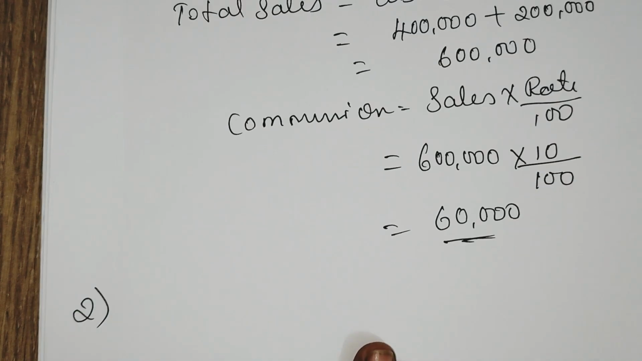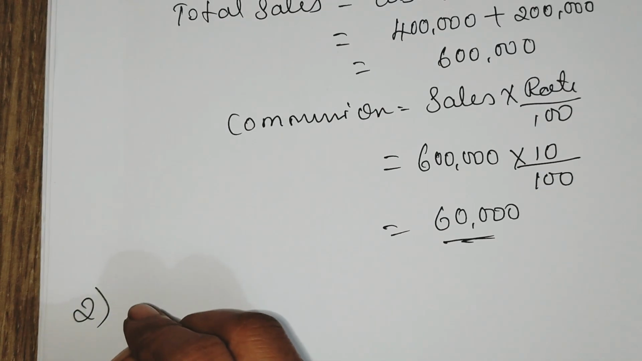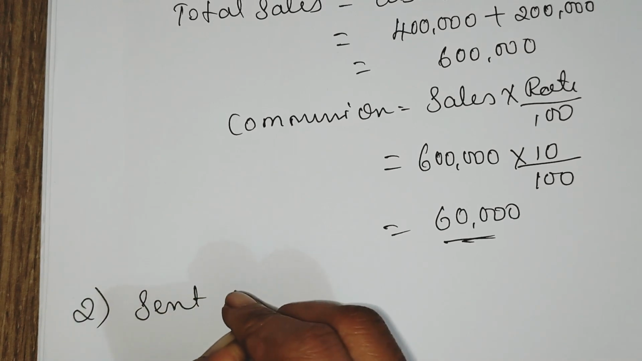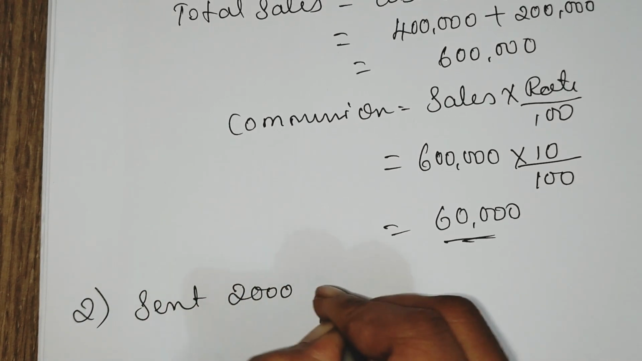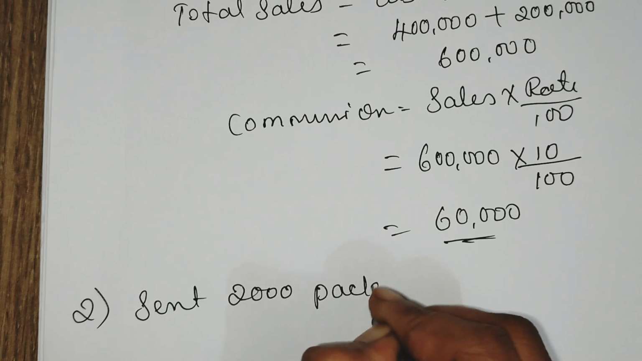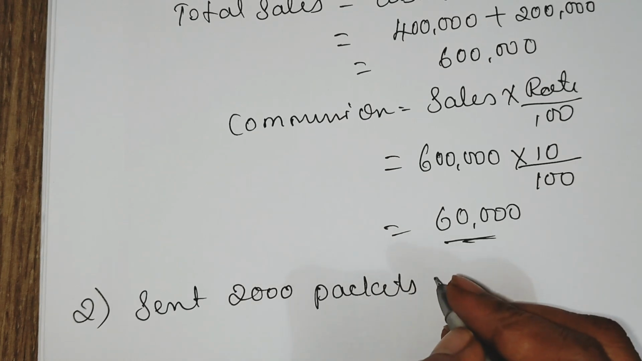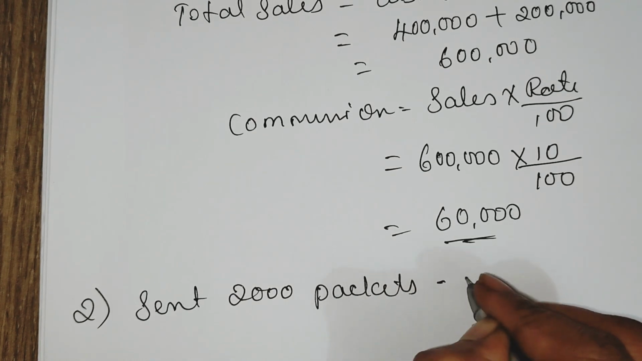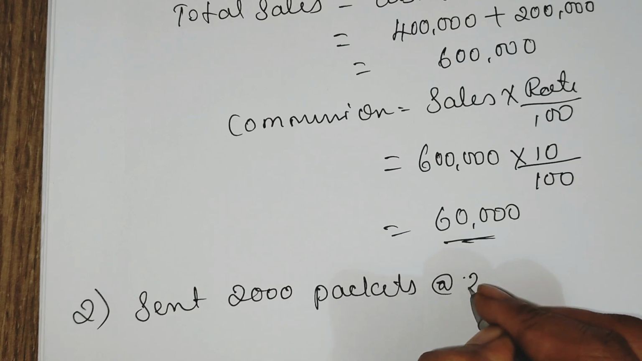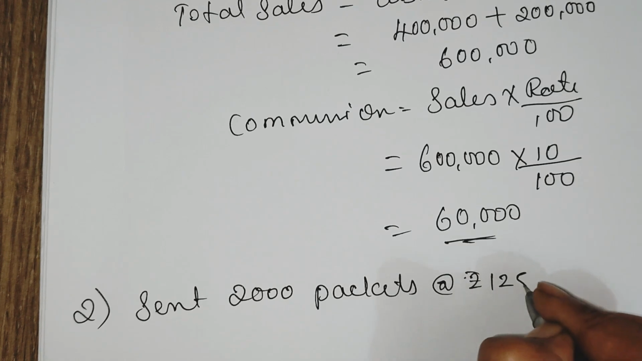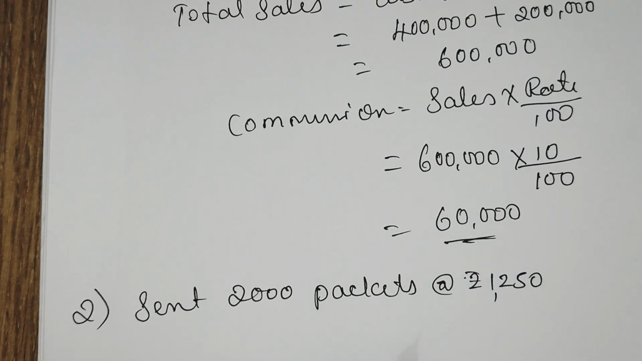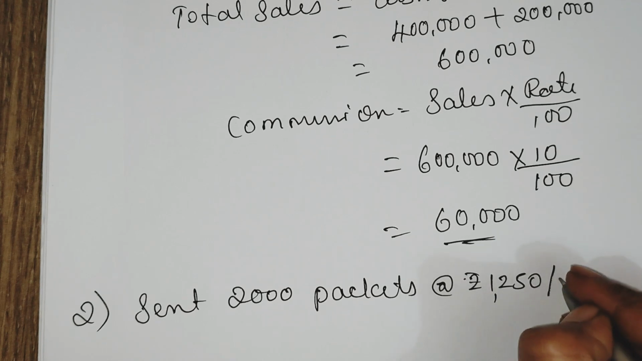Now, one more question let us solve. The next question is, here A sent 2000 packets of product, and the product was at rupees 1250 per packet.